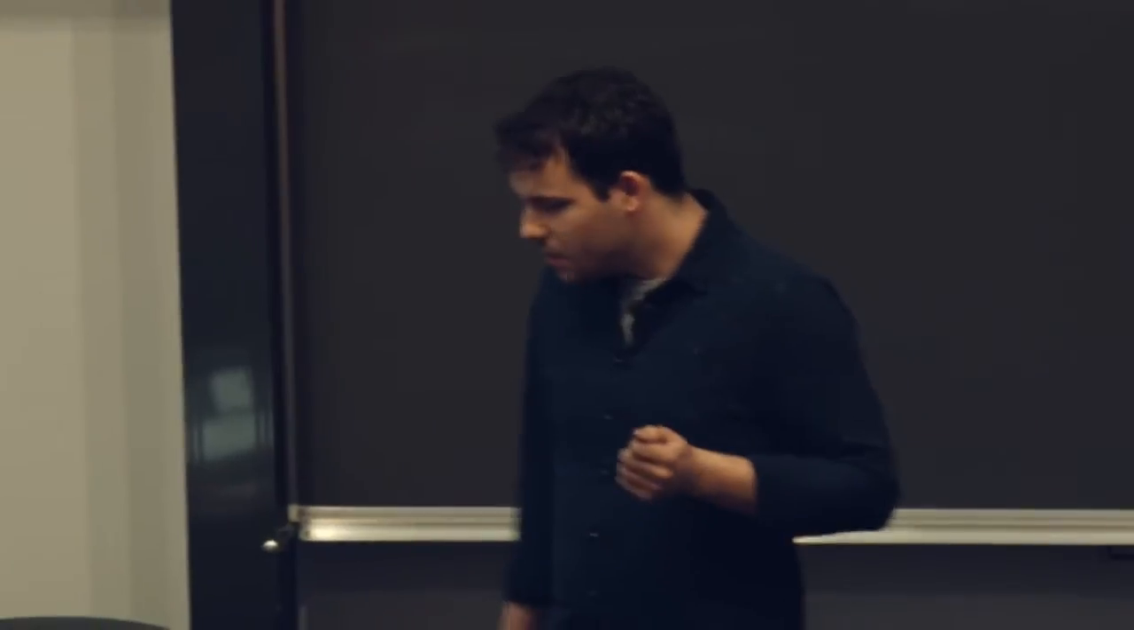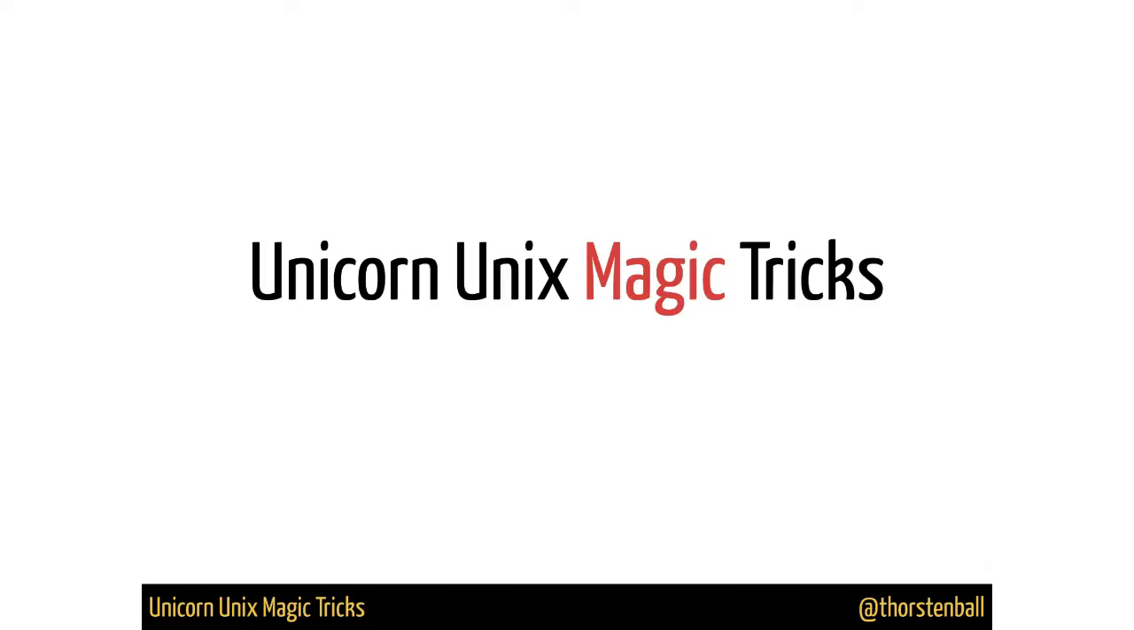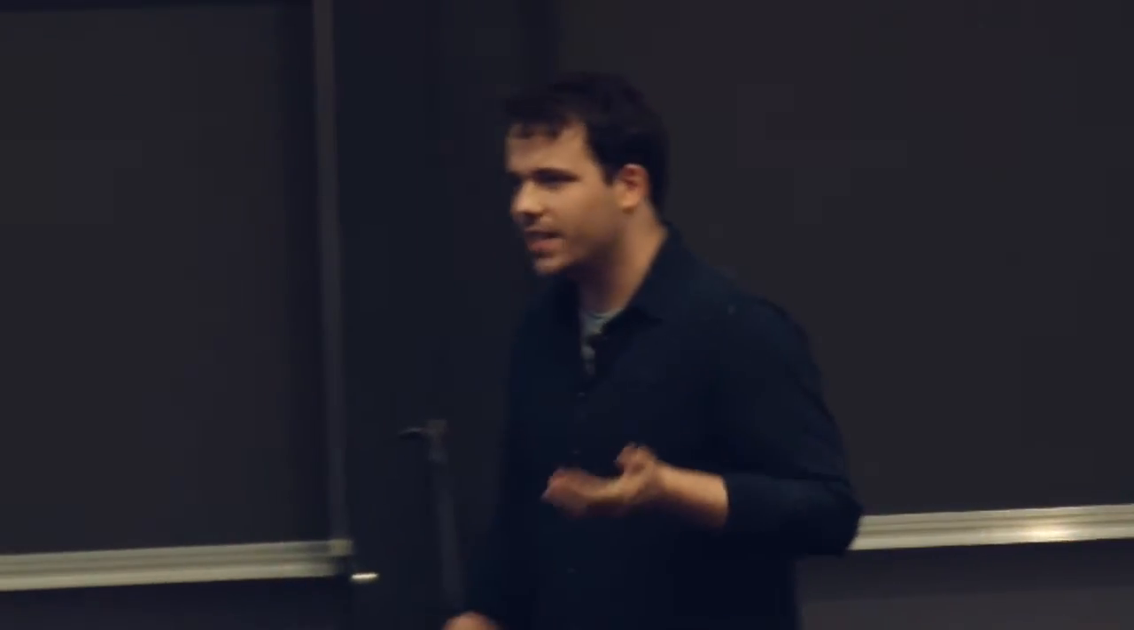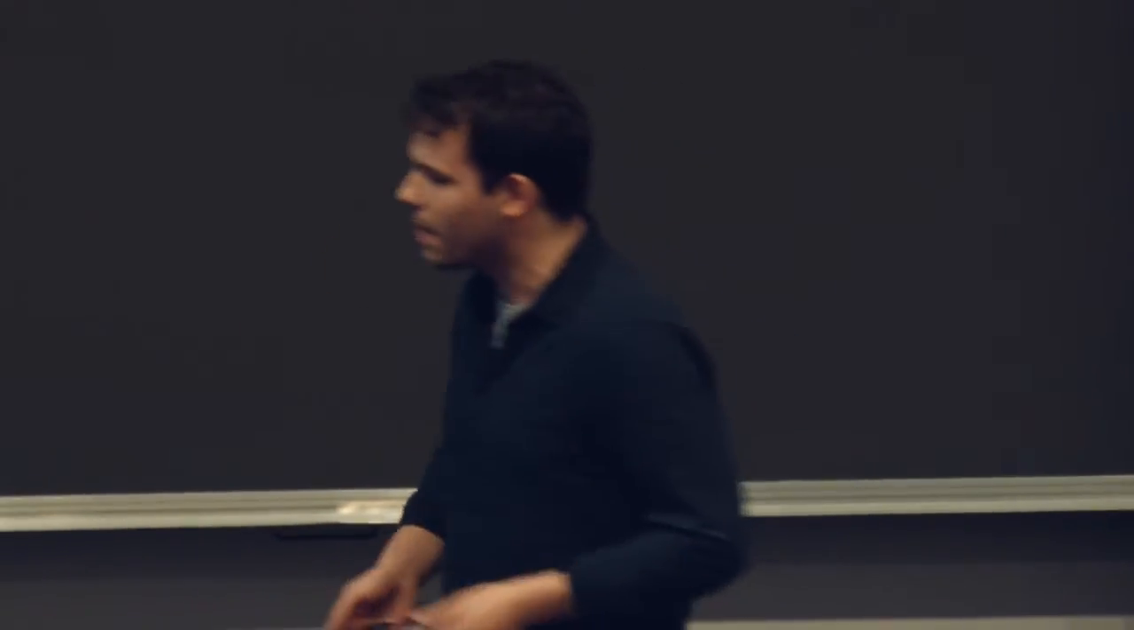a weird title, so allow me to explain the title. Unicorn is a web server written in Ruby for Rack and Rails applications. And when I first met Unicorn, it seemed like magic to me. Unicorn had all these crazy features like this master worker architecture where you had one master process and 16 worker processes. And it seemed like magic to me.